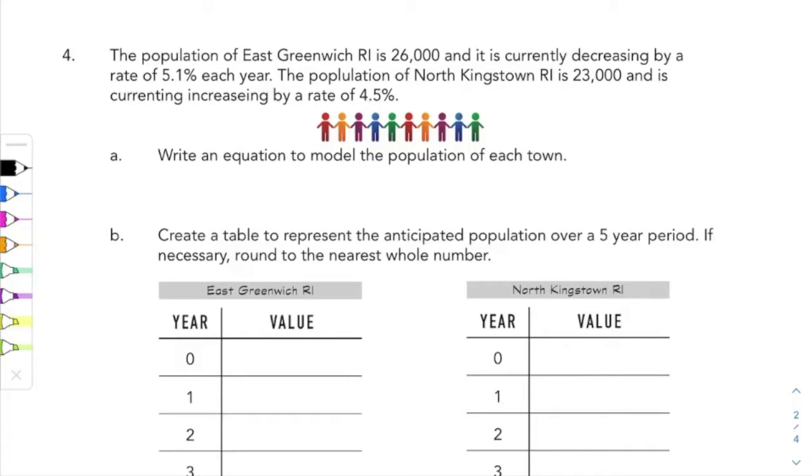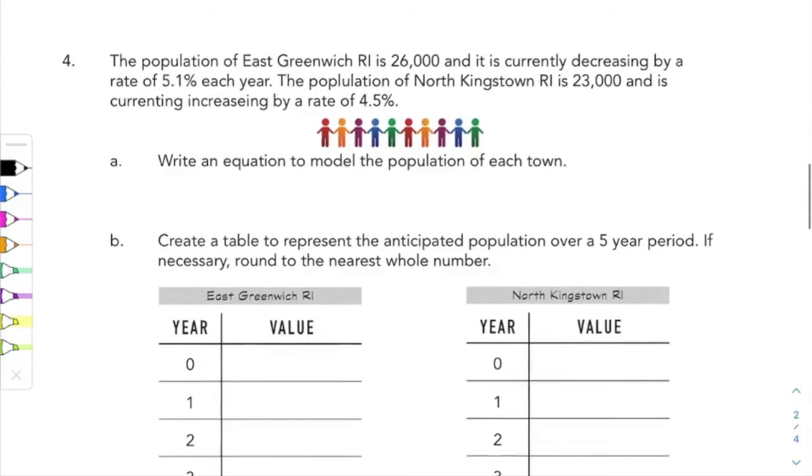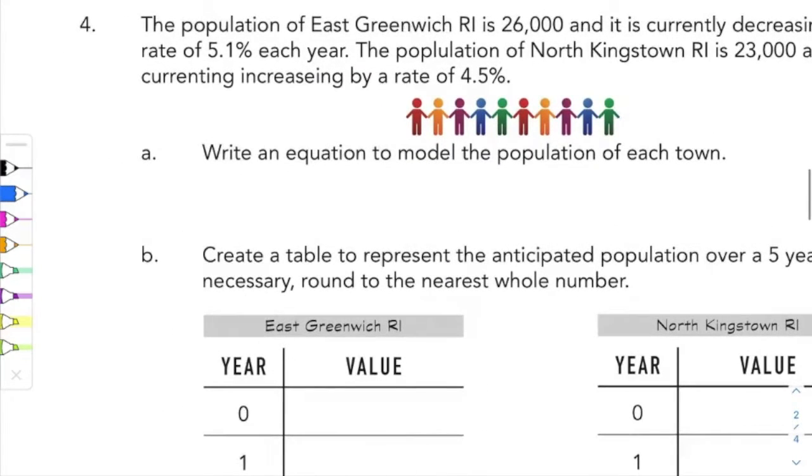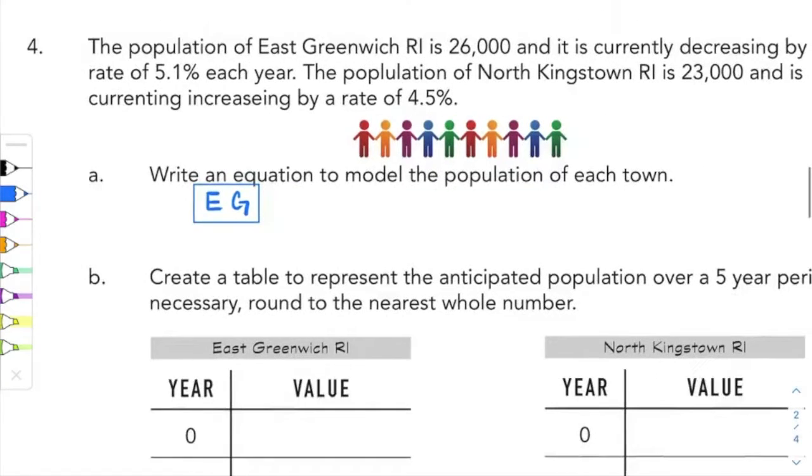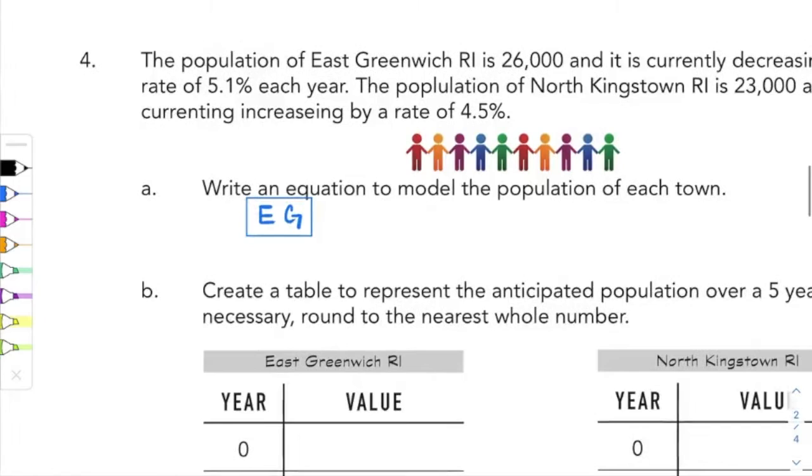In this one, I have 2 different equations that I need to write. I have the East Greenwich population and I have the North Kingstown population. So let's start with East Greenwich. It's a population problem. In either case, we're going to be using the formula A is equal to P multiplied by 1 plus or minus, but the standard form is plus, R raised to the power of T.